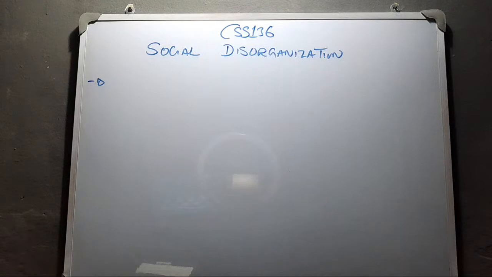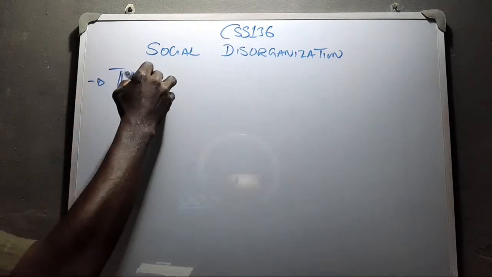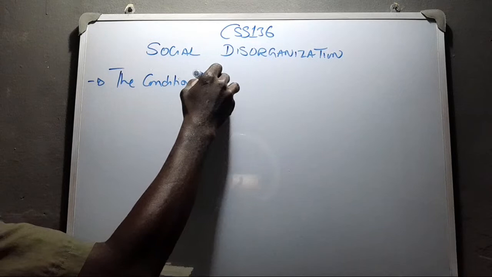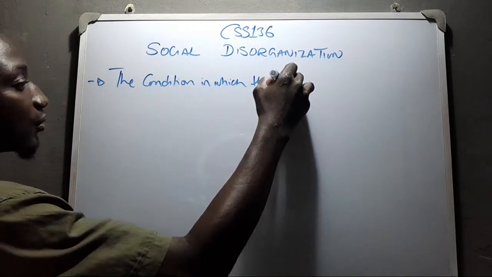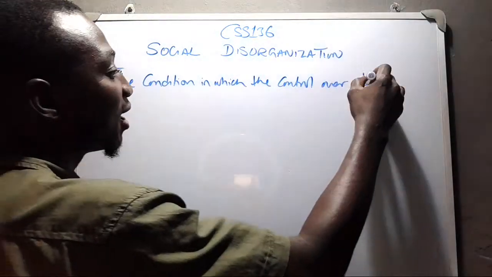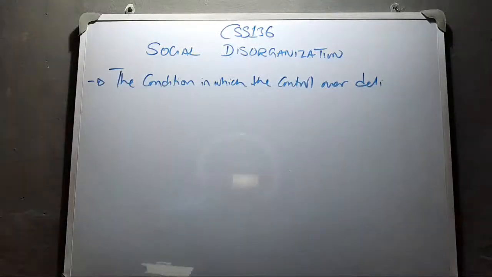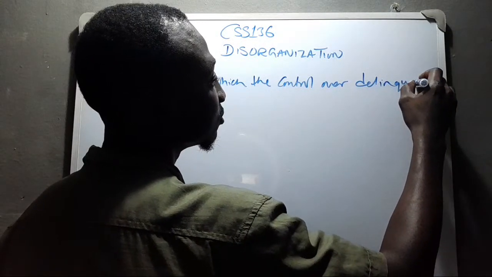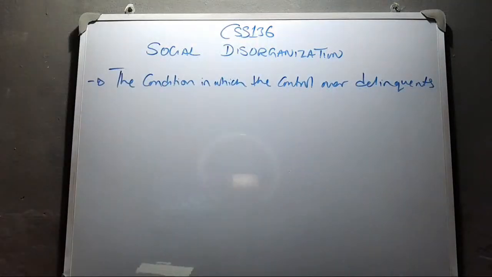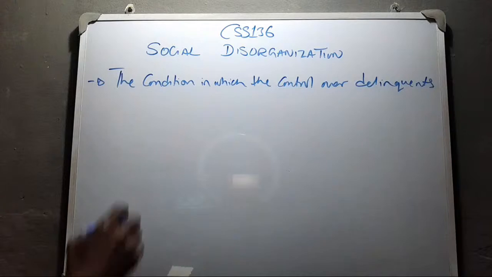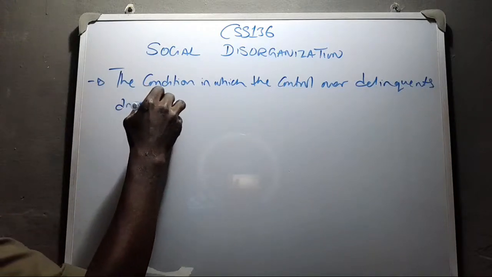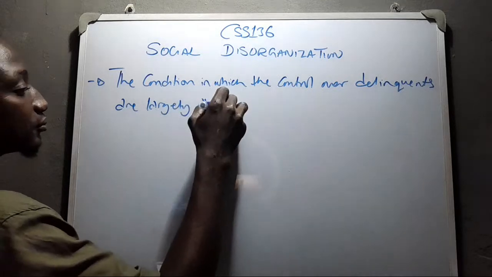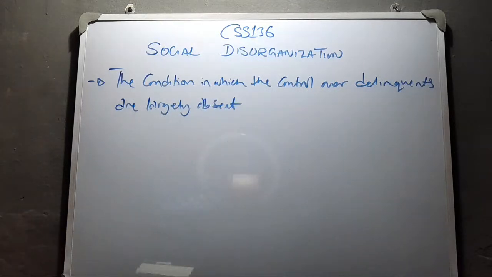We have a condition in which the control over delinquents is largely absent. Then we have social disorganization.